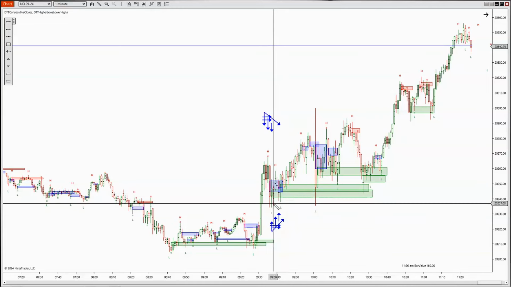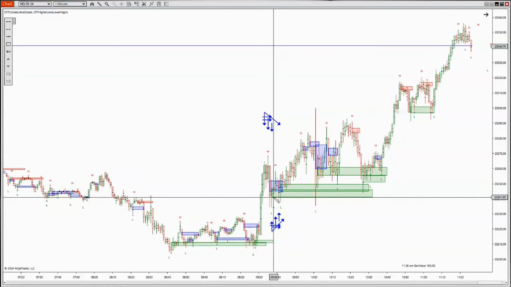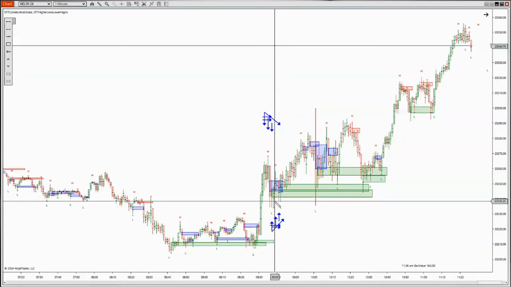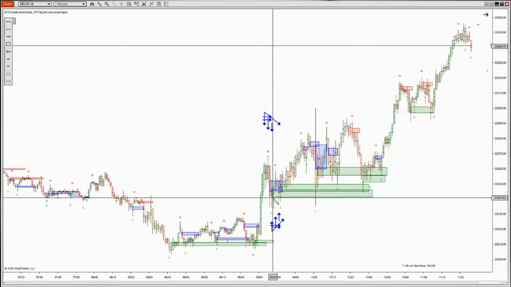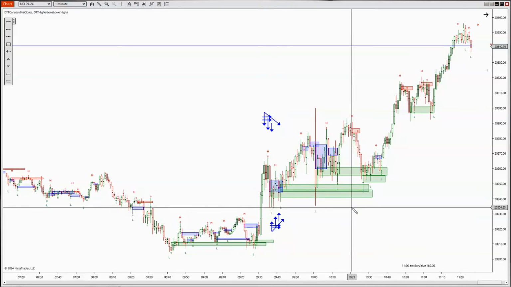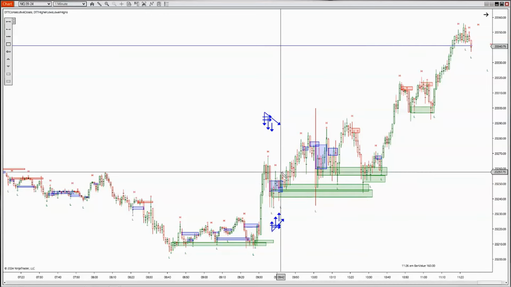Okay, so the L is here. It came in. Once you get this green bar, red bar, green bar, and it doesn't matter the color, you just want the lows to be higher. That's it. There's that threshold projected forward. Okay, they grind up, and now they close.